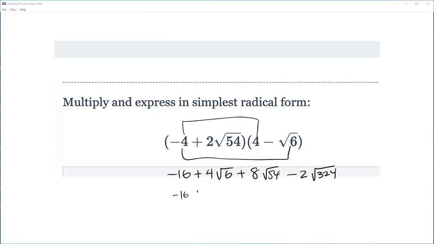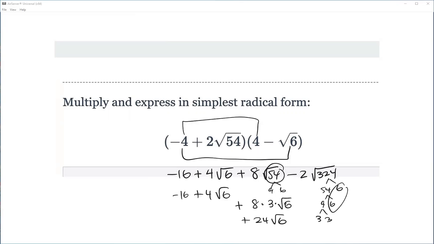So negative 16 plus 4 radical 6. Let's simplify this. This is 9 and 6. So plus, this is 8 times 3 times radical 6. And so that's 24 radical 6. And then this is, let's split this up. It's 54 and 6. And this is 9 and 6. This is 3 and 3.